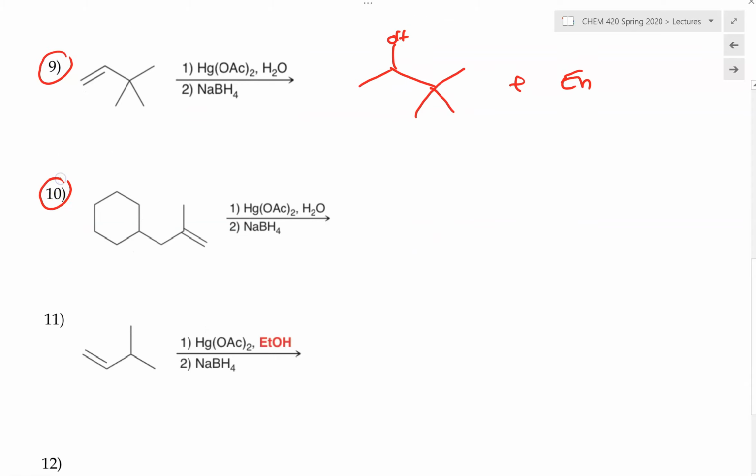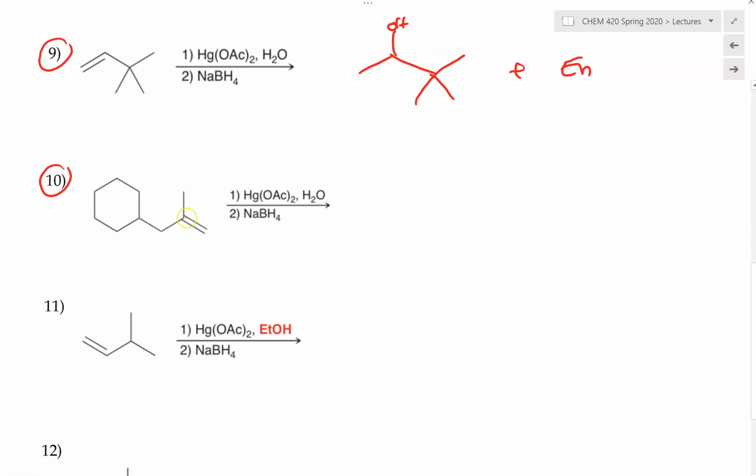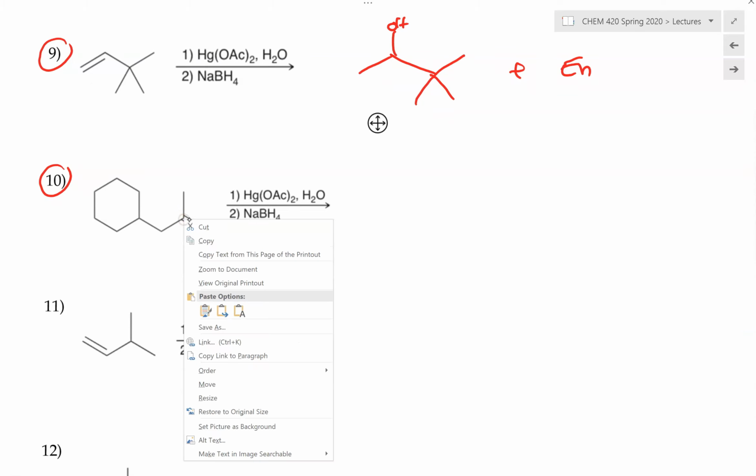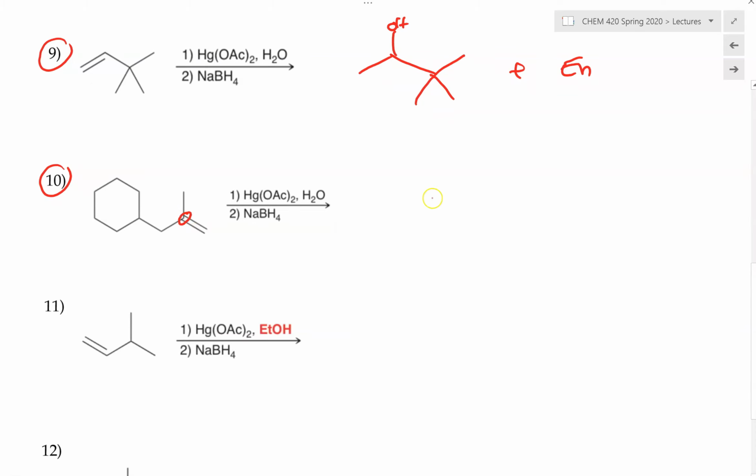And now with 10, very much the same thing. Again, the OH group will be added to the more substituted carbon, and that will be this carbon. So the product would then be as follows.